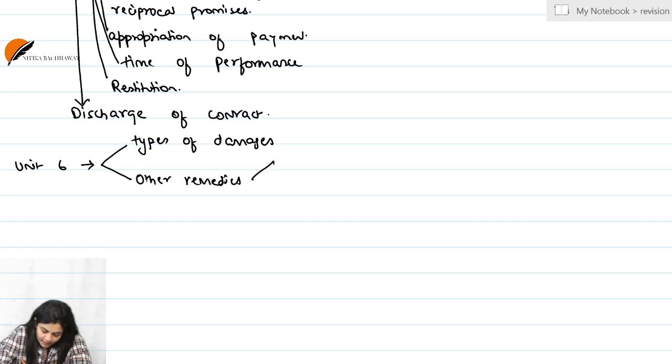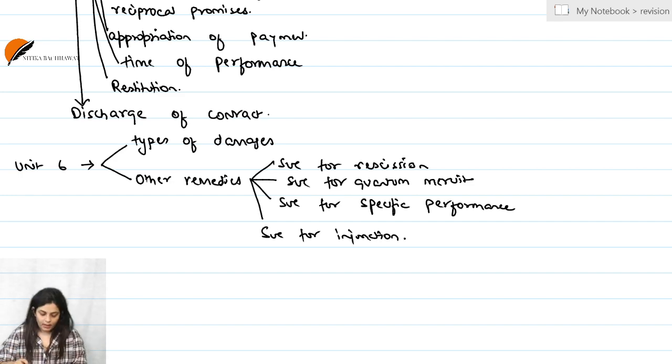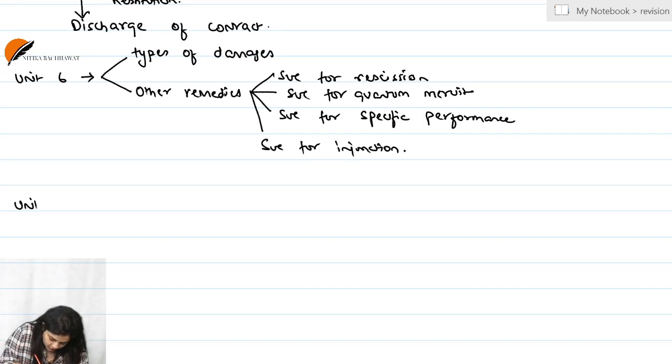and under this other remedies, we had sue for rescission. Then we had sue for quantum meruit. Then sue for specific performance, and last, sue for injunction. Then moving on to the last unit, Unit 7, it was basically here we had covered contingent contract.